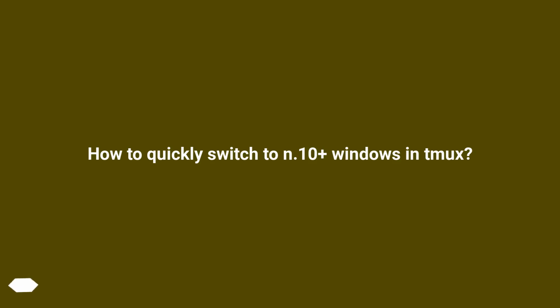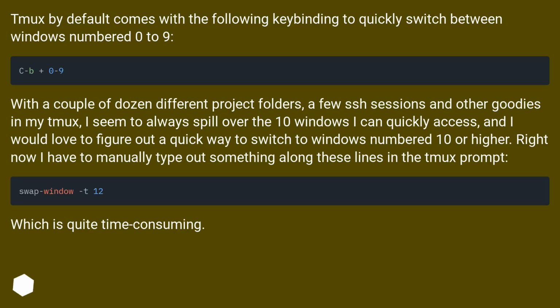How to quickly switch to number 10 plus windows in tmux? tmux by default comes with the following key binding to quickly switch between windows numbered 0 to 9.